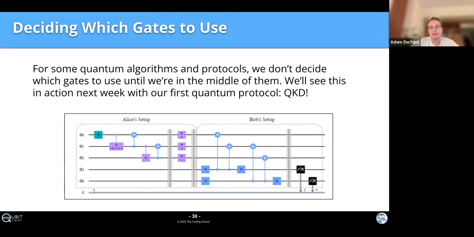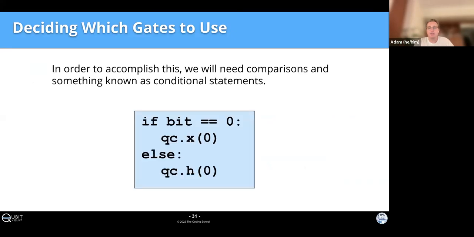It turns out that for some quantum algorithms and protocols, including the one we're going to see next week, QKD, you don't always decide what gates you're going to use until you're already in the middle of running them. So this is another option. This is how we do it. We need to use some comparisons to basically compare, hey, what situation are we in? And then something known as a conditional statement, which, conditional on the comparison result, we do different things.